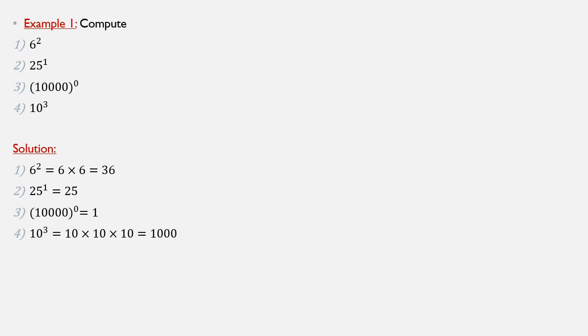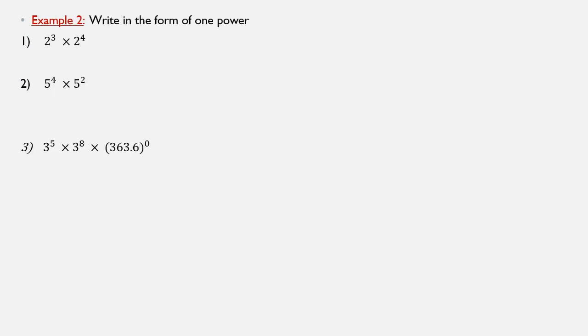Part 4. 10 to the power 3. We can also say 10 cube. If the power is 3, we can read it as a cube. So 10 to the power 3, we are multiplying 10 by itself 3 times. So it's equal to 10 times 10 times 10, equal to 1000.